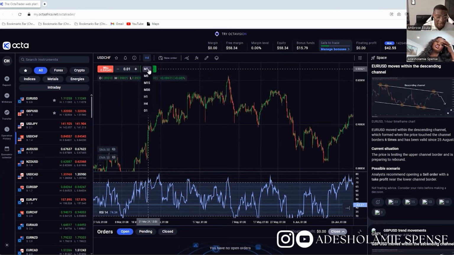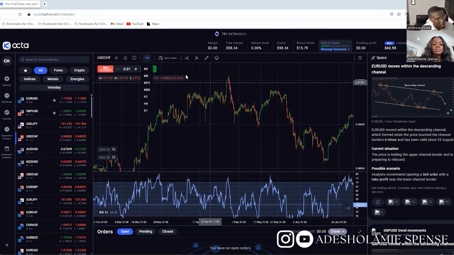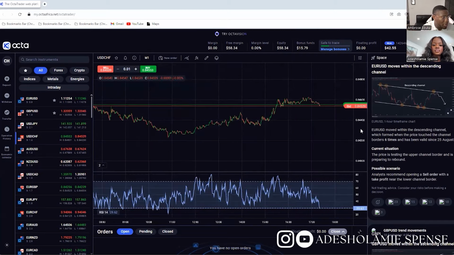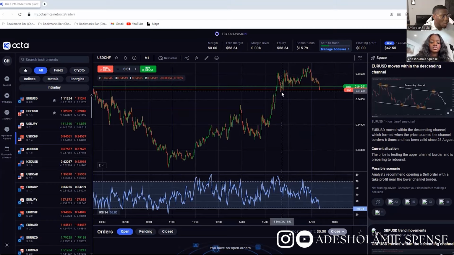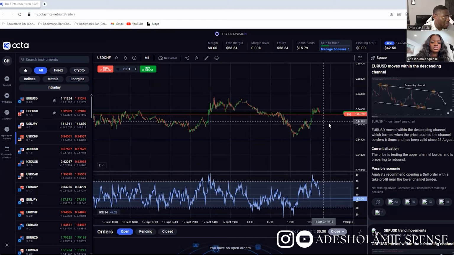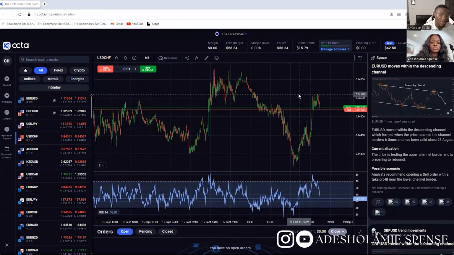What this basically means is that we have M1, M5, M15: 1 minute, 5 minutes, 15 minutes, 1 hour, 4 hours, 1 day. If I switch to the 1 minute time frame, it means that every candlestick here opened and closed in 1 minute. If I switch to the 5 minute time frame, every candlestick here opened and closed in 5 minutes.